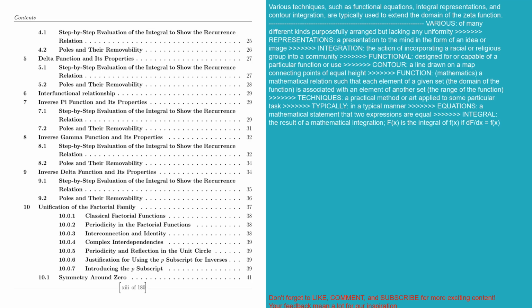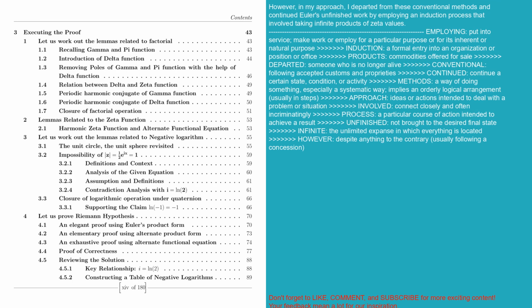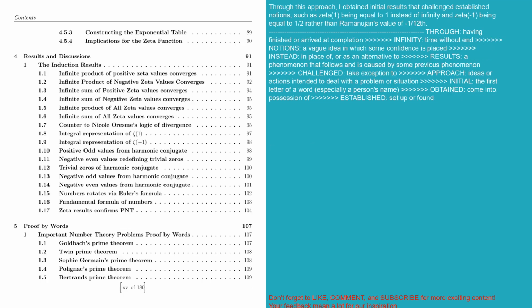Various techniques, such as functional equations, integral representations, and contour integration, are typically used to extend the domain of the zeta function. However, in my approach, I departed from these conventional methods and continued Euler's unfinished work by employing an induction process that involved taking infinite products of zeta values. Through this approach, I obtained initial results that challenged established notions, such as zeta(1) being equal to 1 instead of infinity and zeta(-1) being equal to 1/2 rather than Ramanujan's value of -1/12.